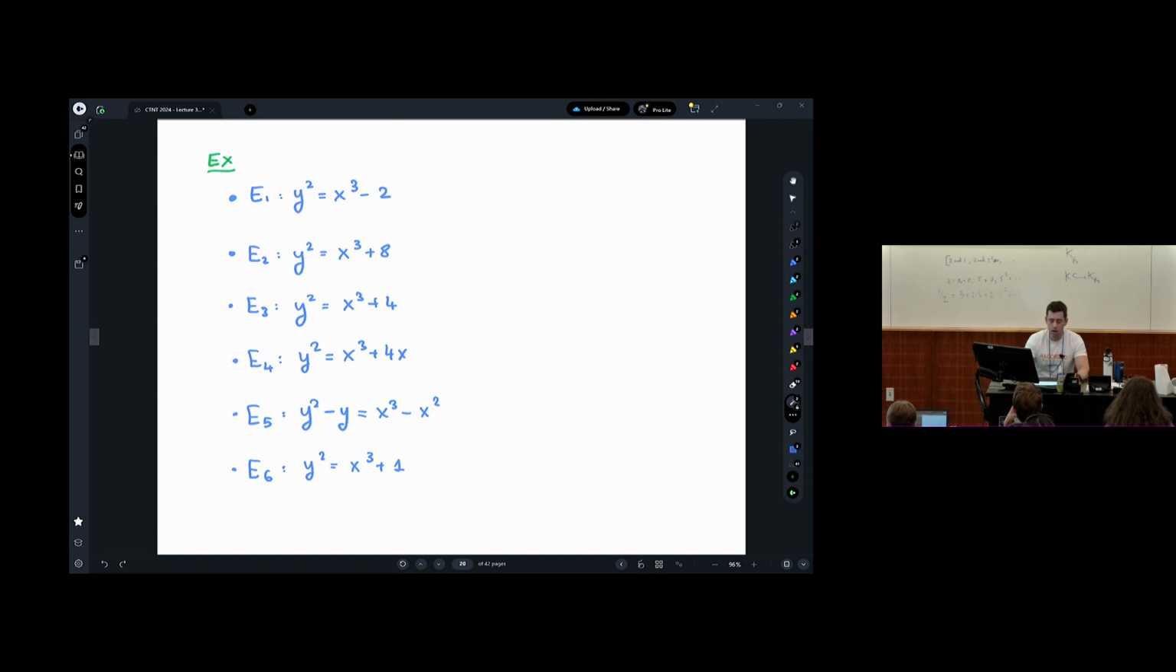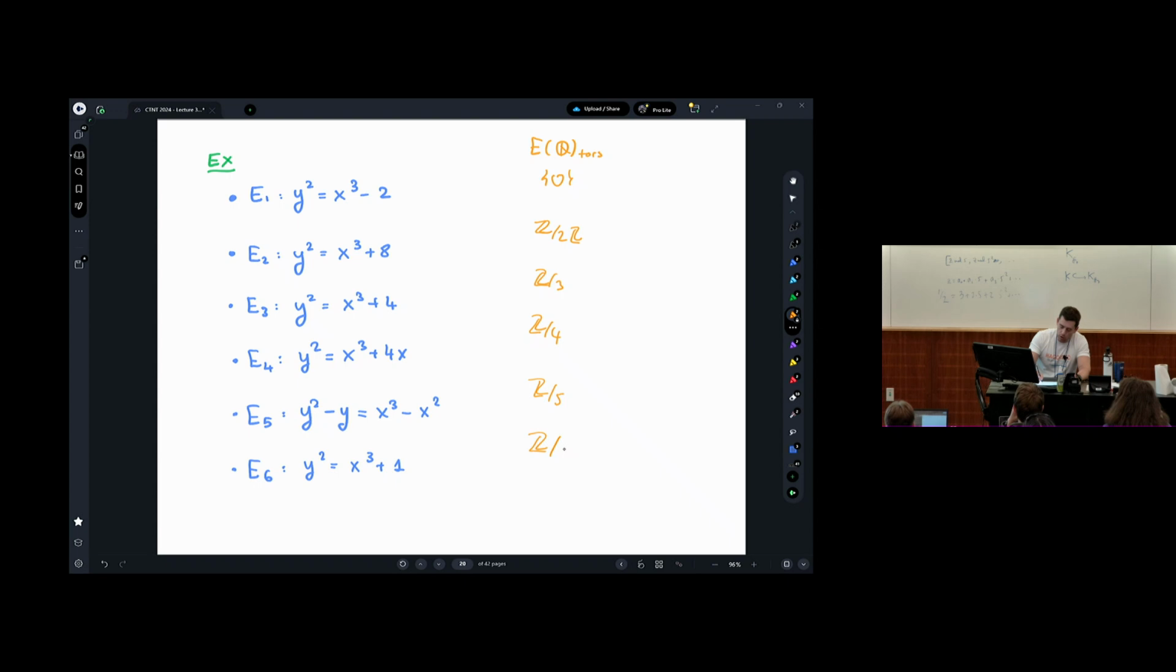So here are 6 elliptic curves, and for these elliptic curves, I have the following. Let me tell you what the torsion subgroup is for each one of them. Here is trivial, there's just O. Here is Z modulo 2. Here is Z modulo 3. Here is Z modulo 4. Here is Z modulo 5.